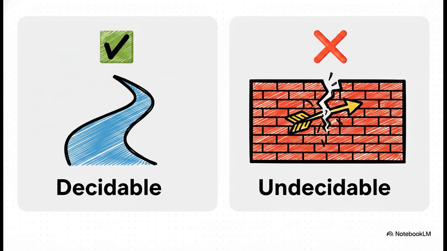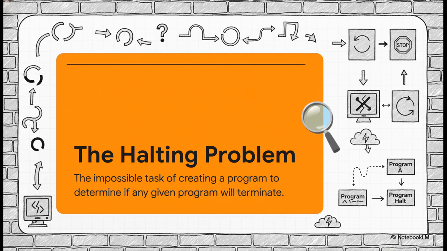But on the flip side, we have undecidable problems. And these aren't just really difficult. They are mathematical brick walls. It is logically impossible for any algorithm on any computer, past, present, or future, to ever solve them. The absolute most famous of these brick walls is the halting problem, which was first proposed by the brilliant Alan Turing. The setup sounds pretty simple, right? Can you write a master program that looks at any other program and tells you if it'll eventually stop running or if it's just stuck in an infinite loop?